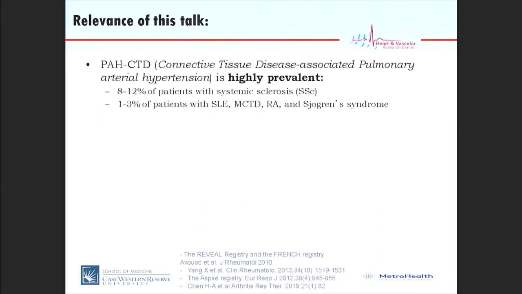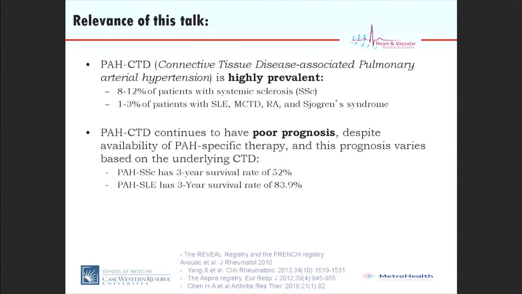So why is it relevant for you to hear about pulmonary hypertension? I have three reasons. First, pulmonary hypertension associated with connective tissue disease is highly prevalent. Pulmonary arterial hypertension in general is very rare, but in the patient population with connective tissue disease, it's estimated to affect about 8 to 12% of patients with systemic sclerosis and about 1 to 3% of patients with lupus, mixed connective tissue disease, and other connective tissue diseases.